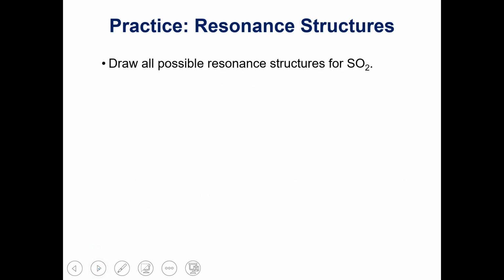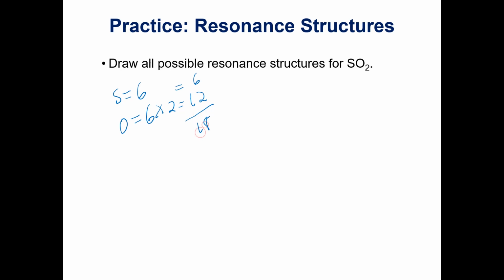So let's take a look at an example and draw a resonance structure here, or see if we need a resonance structure. So we have SO2. If we look at the periodic table, sulfur is in group 16 or 6A, so it has 6 valence electrons. Oxygen also has 6 valence electrons, and there are 2 oxygens. So I have a total of 12 electrons coming from the oxygens, and a total of 6 from the sulfur, which gives me a total of 18.